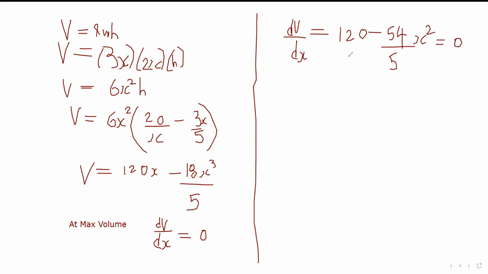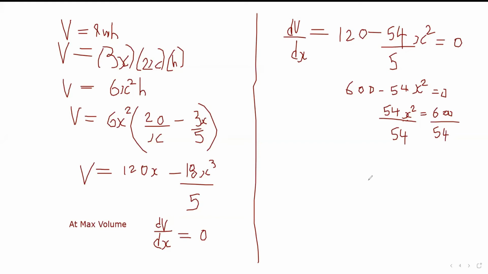Solving this equals 0, we can multiply through by 5. 5 times 120 is 600. So we get 600 minus 54x squared equals 0. We bring over 54 to get 54 x squared equals 600. And so, Marika, to get x now, we divide through by 54.